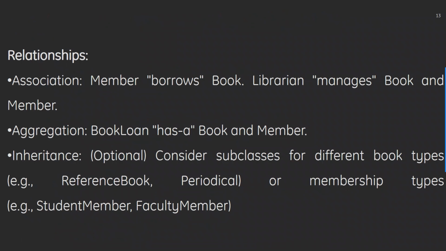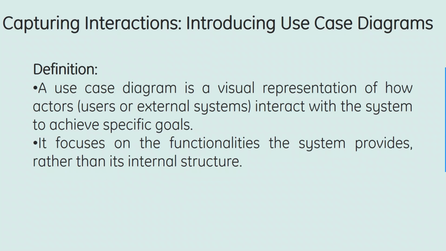Next, the relationships. We have association: member borrows the book, librarian manages the book and member. The aggregation being book loan has a book and member. Inheritance being consider subclasses for different book types, for example reference book or periodicals, or membership types, for example student member, faculty member, etc.